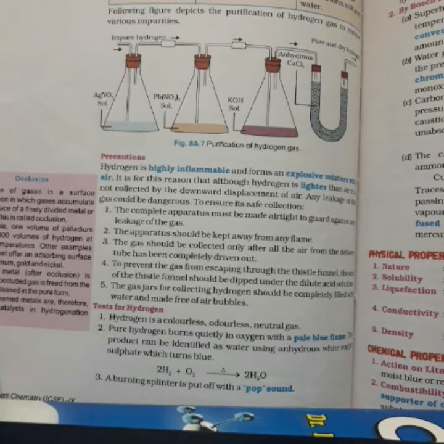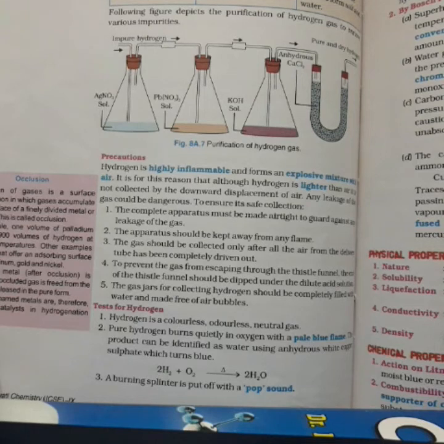Okay, one more precaution: the end of the thistle funnel should dip below the level of the dilute acid in the flask. Otherwise, hydrogen gas may escape through the funnel also. So, these are certain precautions that we should take. So, this is the lab preparation. I hope it is clear. That's it.